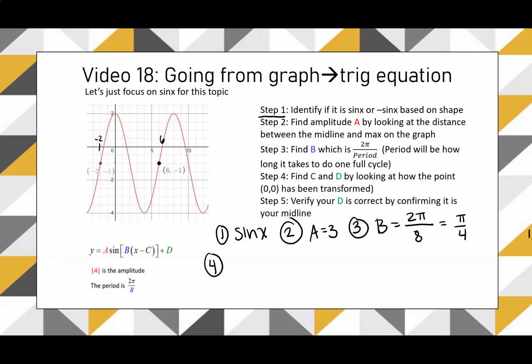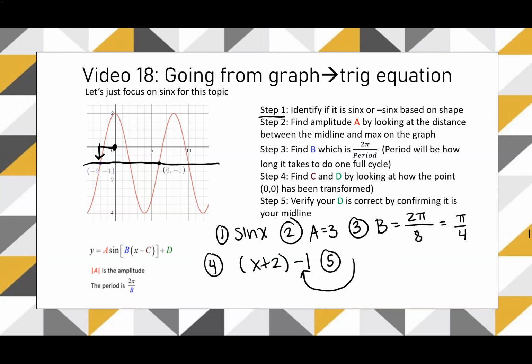All right, next thing that we're going to do, step 4, is to find our c and our d. We're really considering the fact that we are taking our 0, 0, and our first point is now this. So it was left 2, down 1. Well, left 2 would be a +2, and then a down 1. All right, fantastic. Let's keep moving with this. Step 5 is to verify that my midline is correct. So is that a -1? Does that make sense? Yes, it does.